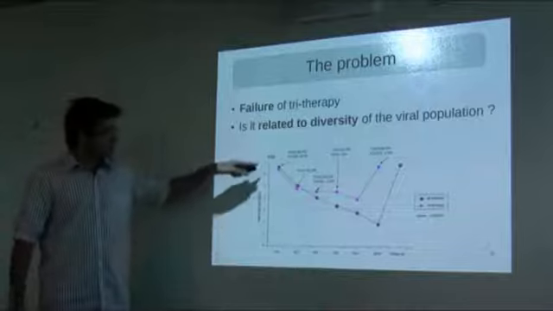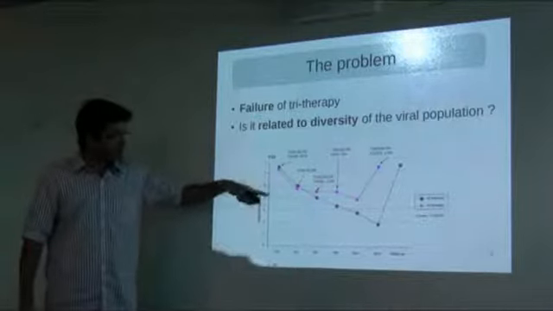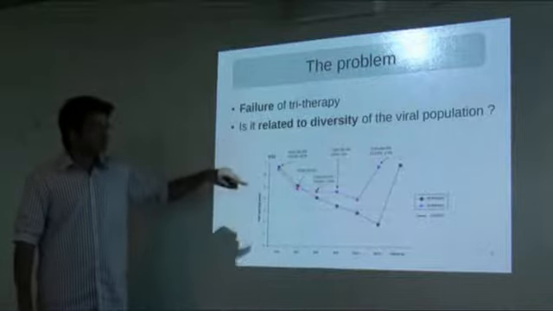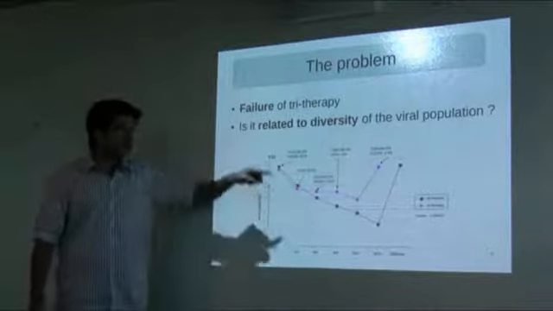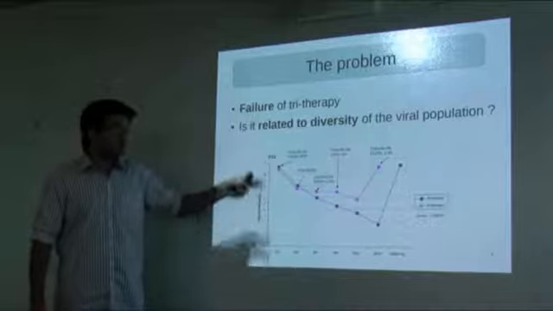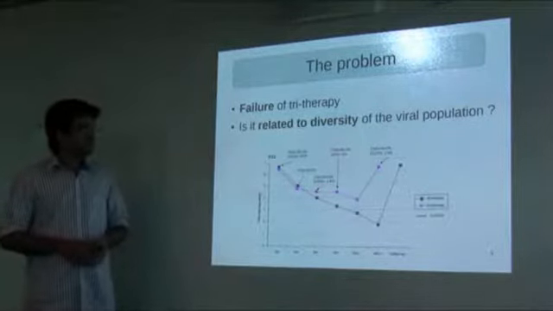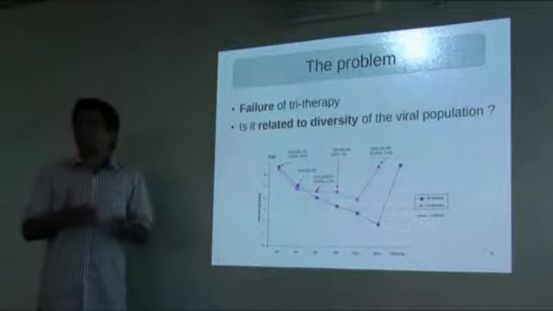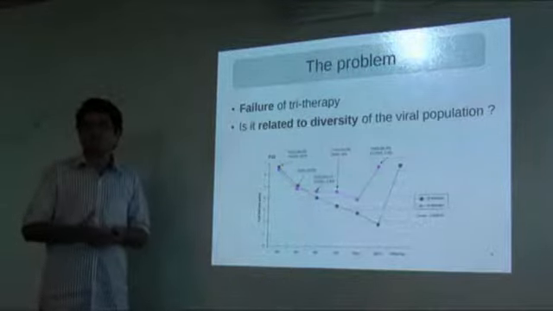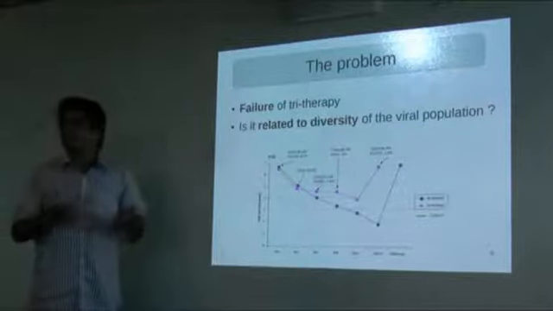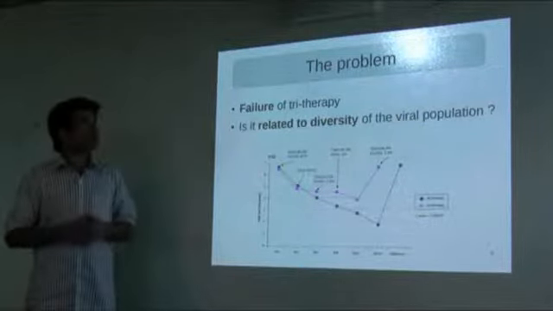As you can see, the blue one is the bitherapy, the pink one is the tritherapy, and both of them follow a similar curve: they reduce the viral load in the beginning, but as soon as the treatment is stopped, it just goes back to normal. So the question is whether this is related to the diversity of the viral population in the host. How do we measure this viral diversity, and how will we study this?